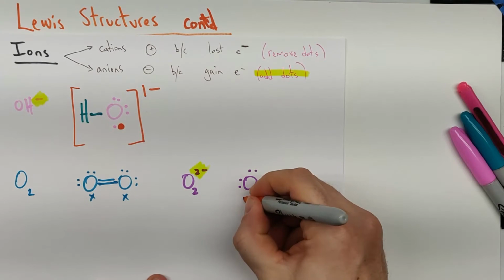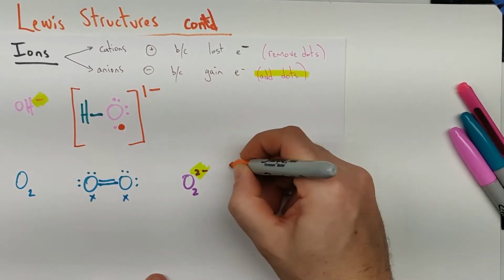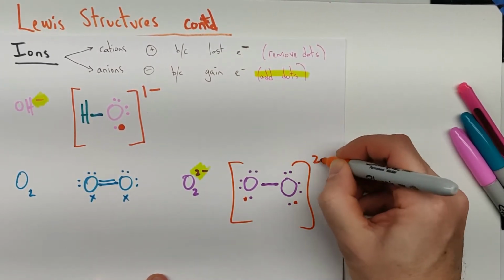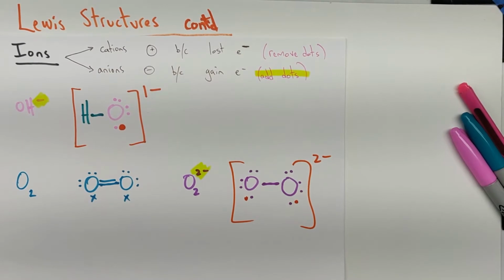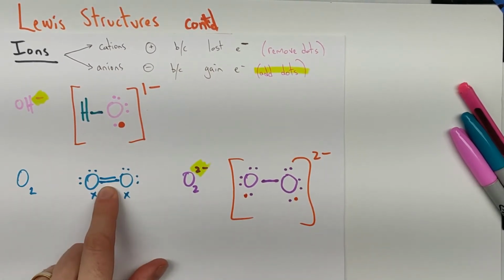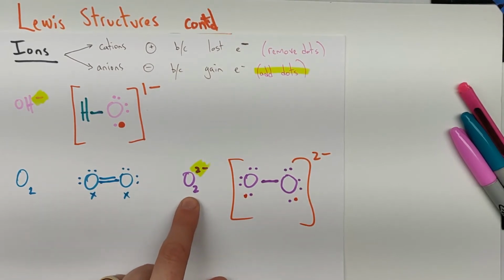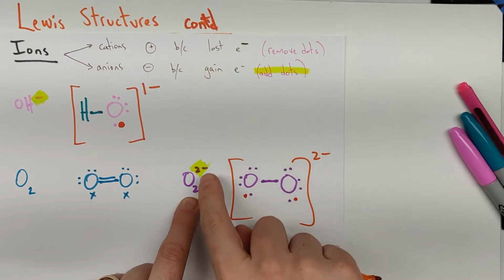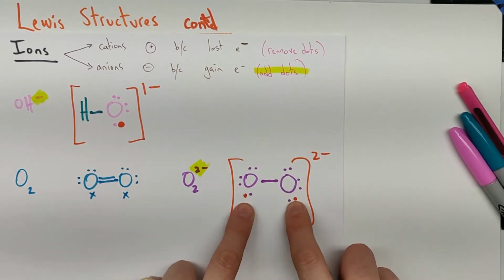So I'm going to put in my extra electron, and put in my extra electron, and then put it in brackets and put the charge outside as a 2-. So when you look at diatomic oxygen neutral, it has to double bond to get both oxygens to have an octet. When you look at the peroxide polyatomic ion, it has 2 extra electrons, so only a single bond is needed.